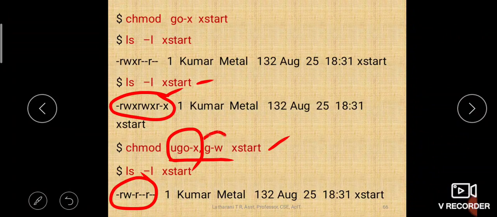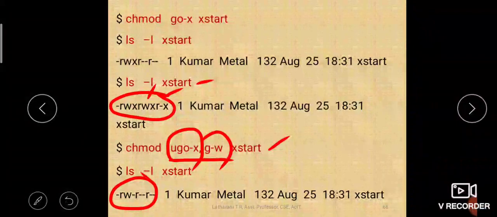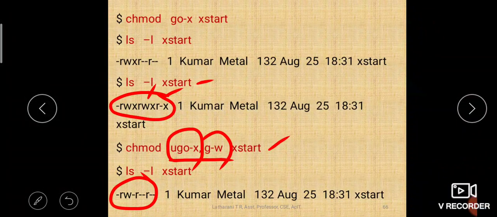And another expression says that for group users remove the write permission. Okay, for group users remove the write permission. Is it done? Yes. See here the group users have W write permission, but here the group user doesn't have the write permission. It is also removed.